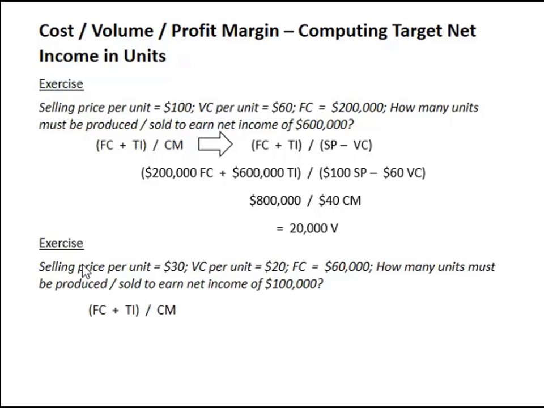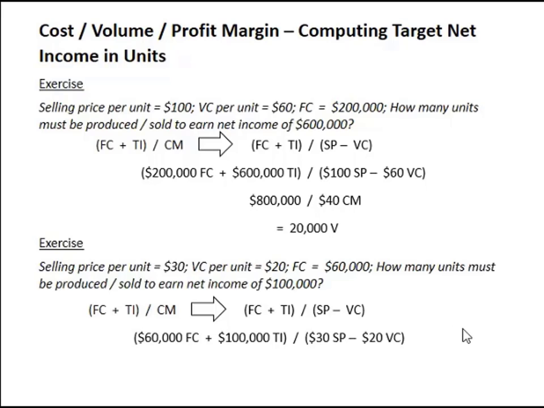Let's go on to the next exercise and take a look at this. Again, we have a selling price of $30 a unit, a variable cost of $20 a unit. We also have our fixed cost of $60,000. And the question is, how many units, how much volume must be produced and sold in order to earn a net income of $100,000? Again, we take a look at our formula: our fixed cost plus our target net income divided by our contribution margin. If we display all the variables in our formula, it's our fixed cost plus our target income divided by our contribution margin, which is our selling price minus our variable costs.